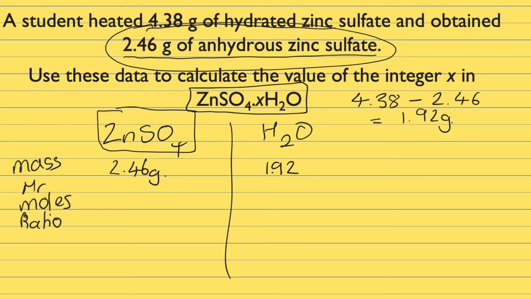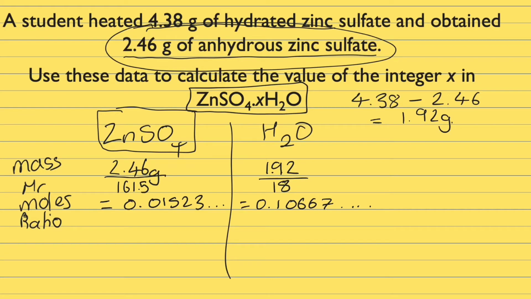So the relative formula mass, we just looked up the relative atomic masses. So zinc sulfate is 161.5 and water is 18. Moles, to work out moles we do mass over relative formula mass. So it's 2.46 grams divided by 161.5, which is 0.01523... We're not going to round just yet, and the water is 0.1066 recurring. Okay, so I just did 1.92 divided by 18.